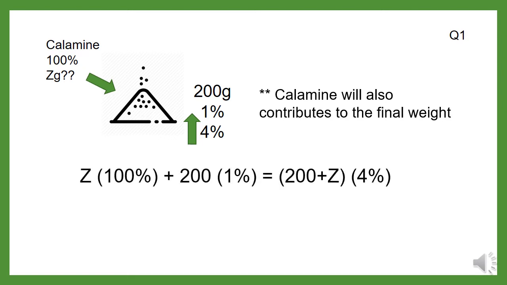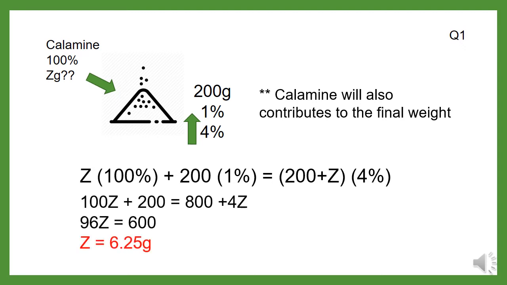So over here, you have to generate the equation: Z times 100% plus 200 gram of the existing 1% cream, that will be (200 plus Z). Remember the calamine itself, you have to count it together and then multiply by the 4%. If you solve the equation, Z will be 6.25 grams. That means you have to add in 6.25 gram of calamine to increase from 1% to 4%.